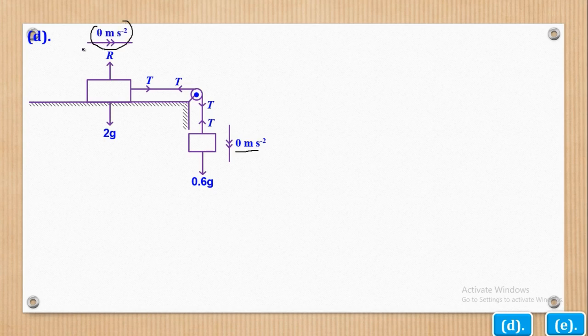Now because the direction is going this direction, and this surface is rough, it means that friction will oppose motion by going in that direction. So you come and put friction force as mu R.